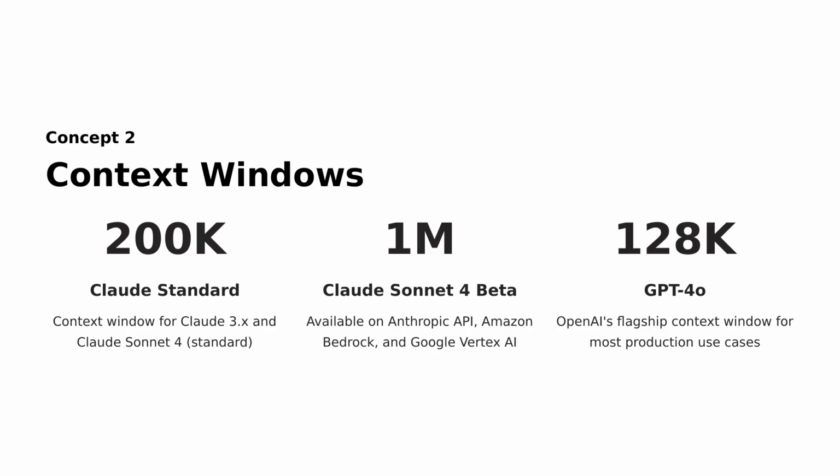Here's a quick comparison of context windows in Concept 2. Claude Standard supports up to 200,000 tokens across Claude 3, Solaris, and Claude Sonnet 4 Standard. Claude Sonnet 4 Beta expands that dramatically to 1 million tokens, available through the Anthropic API, Amazon Bedrock, and Google Vertex AI. By comparison, GPT-4o offers a 128,000 token context window, which is OpenAI's flagship option for most production use cases.